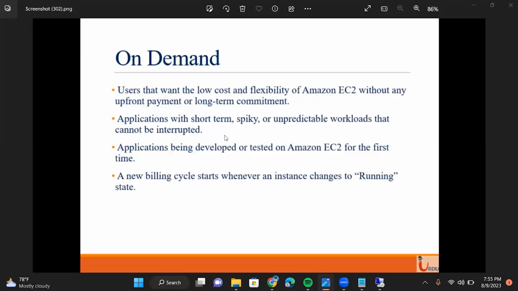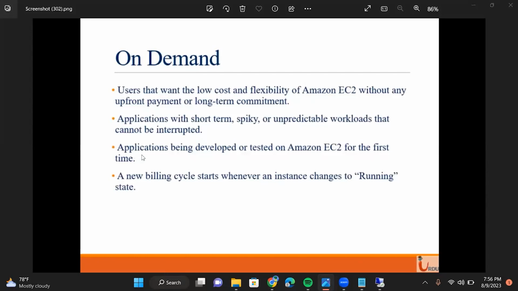If we have any unpredictable workload that cannot be interrupted, where our workload can be very low at some times but can increase at some point of time, so it's very unpredictable, we can choose on demand. If we are facing a high workload, we can increase our instances, we can increase our demand. It is that easy.